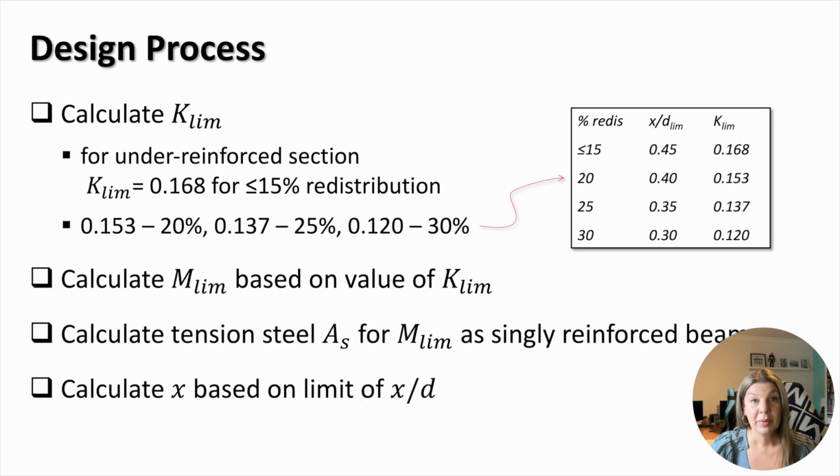The design of a doubly reinforced concrete section starts with the evaluation of the parameter K limit for the selected redistribution level. Next, the limit value of the bending moment and the corresponding area of bottom tension steel are calculated based on the value of K limit. From the limit of the x to d ratio, the depth of concrete in compression can be calculated.